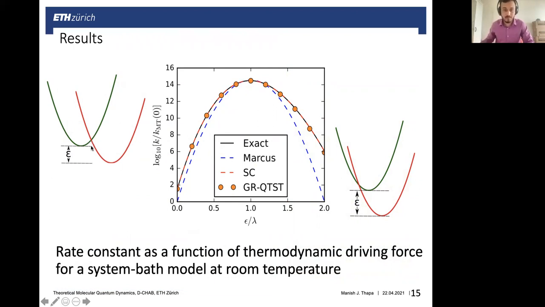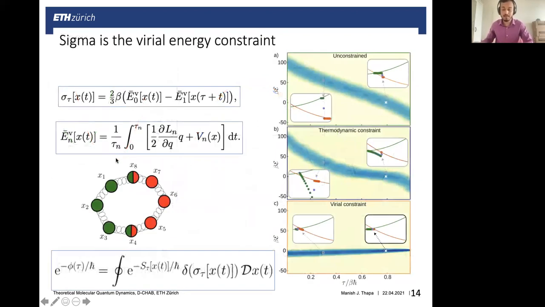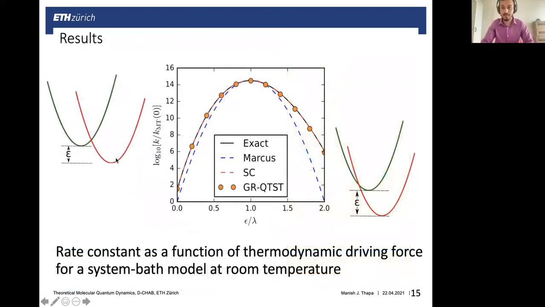You lower this rate potential, it's going to increase the thermodynamic driving force, and then at some point, it comes to the point.